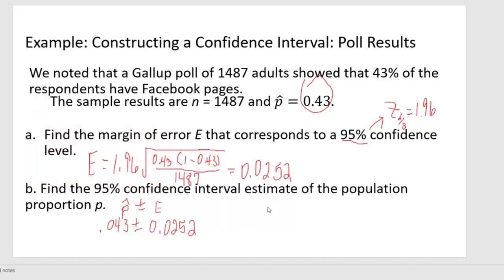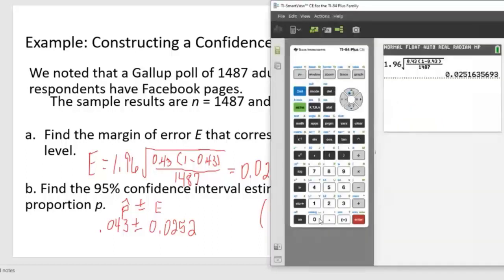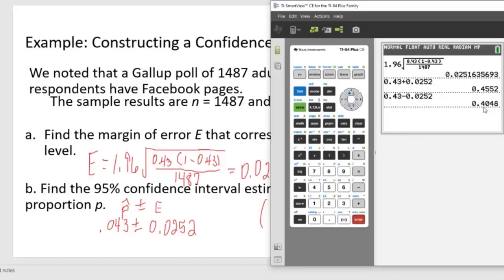Now there's two ways to write that confidence interval estimate. I'm going to put it here in parentheses. So we'll go back, 0.43 plus 0.0252. And then I can go back and I can copy and paste again, so I don't have to type it again. Just change my plus to a minus. And of course, the minus one's going to give you the smaller value. So 0.4048, and 0.4552.